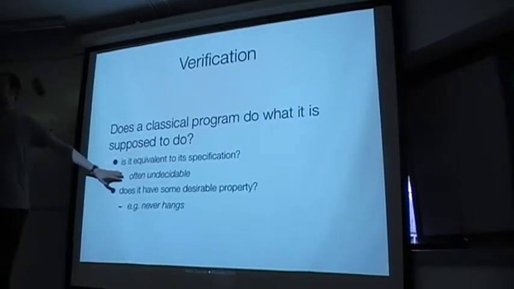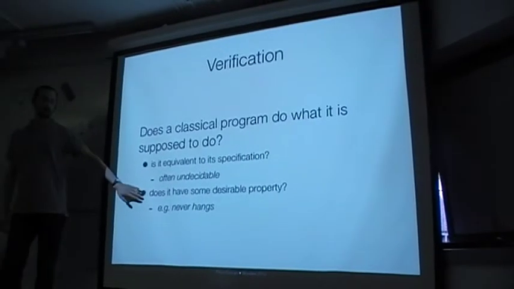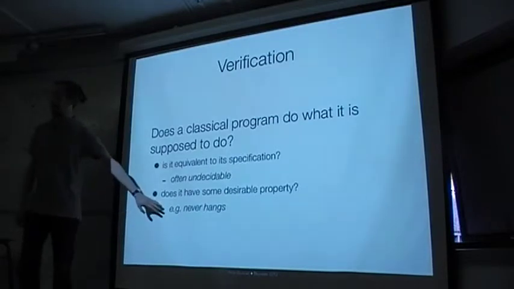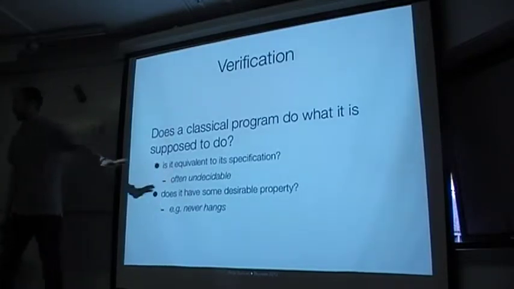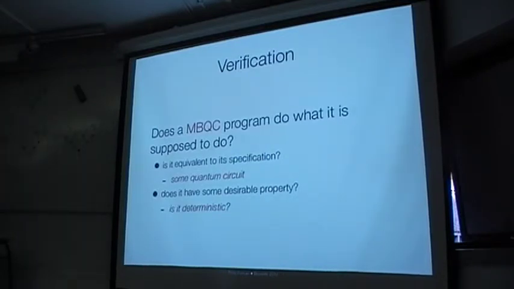Is it equivalent to its specification, whatever that means? Classically that's often undecidable because of the halting problem. So you might ask something weaker, like does your program have some property that is desirable to you? Like you might want it to never hang, for example. And that might be decidable even though this is not. But I'm interested in the one-way model, so these are a little bit different.